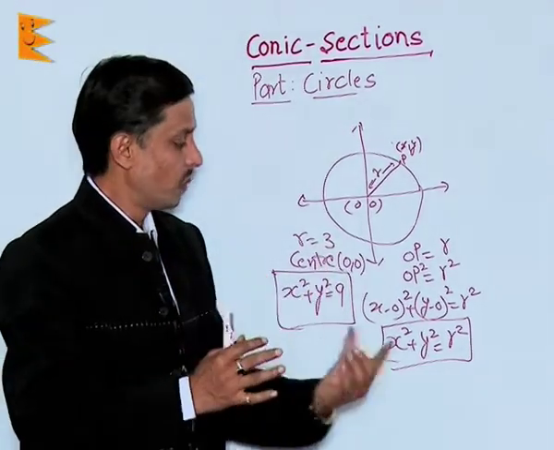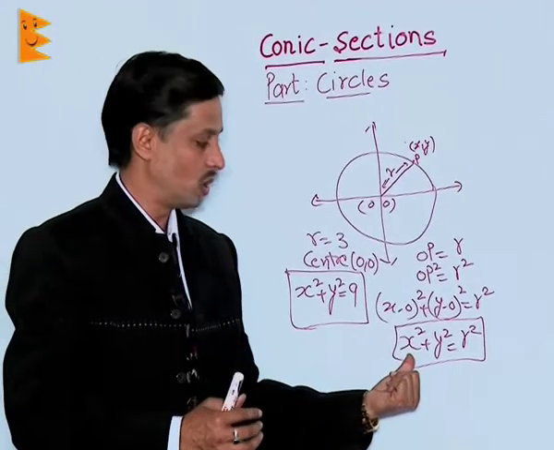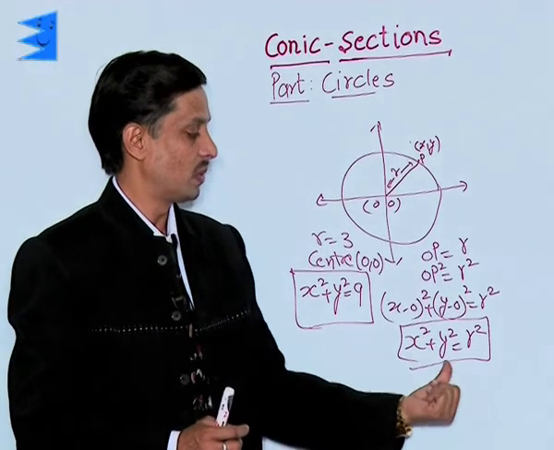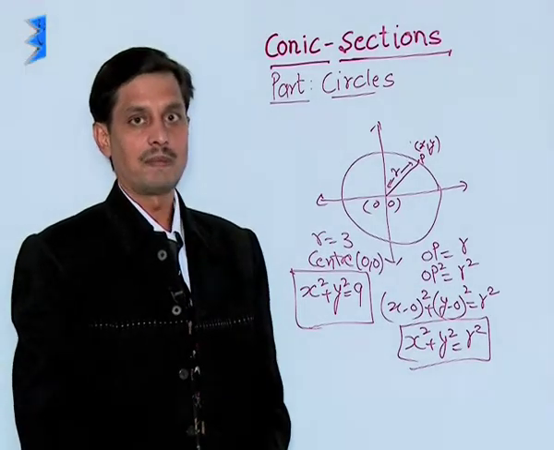So we have to remember the equation of a circle with center at origin and radius r is given by x square plus y square equals r square.